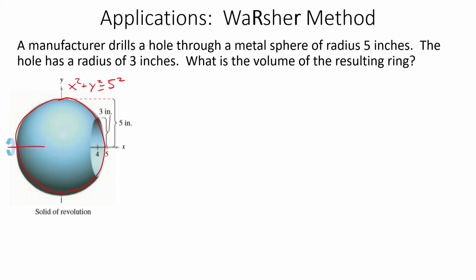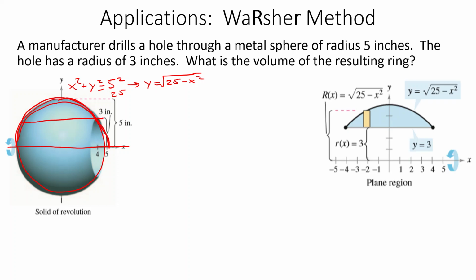If we just want to look at, say, the top half of this, we could solve this for y, and we get y equals the square root of 25 minus x squared. It actually would be plus or minus, but the top half would be plus. So that's the equation for this top half of this circle. And then we would be rotating that around, and then we would be taking out this part at 3. Here's another picture of just the cross section of what's happening in this section that we're going to rotate around.